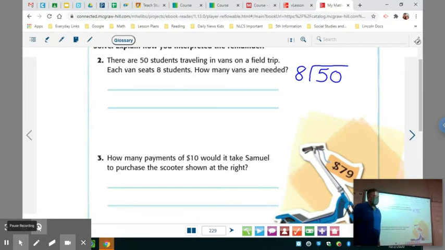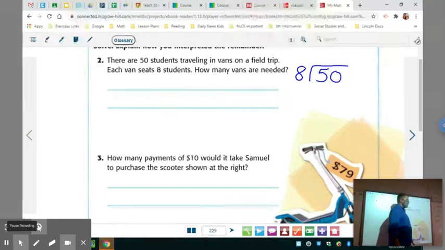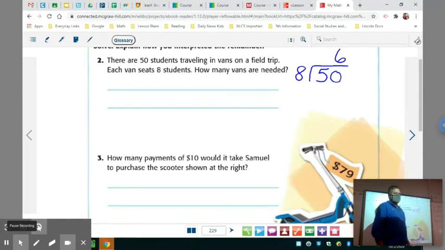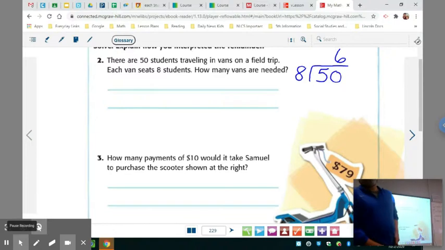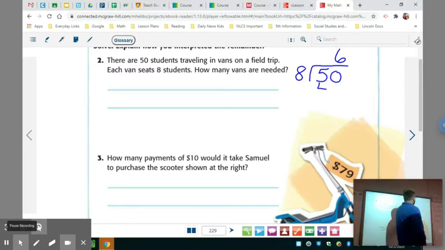Now, when we're done with this problem, I'll explain something to you. So how many times will 8 go into 5? 0 times. How many times will 8 go into 50? 6 times. So what's 8 times 6? Colton Johnson, what's 8 times 6? Come on, I've told you this before. 48. I answered it for him.